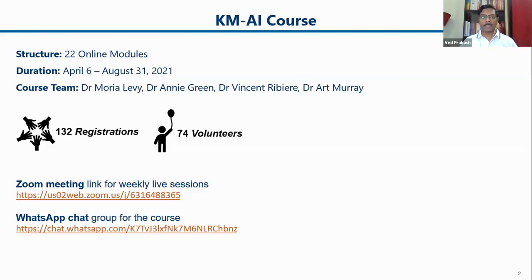So just to recap the KMAI course, we know there are 22 online modules. The course team: there are 132 registrations that have happened, and 74 out of those 132 have volunteered to provide help in managing these digital channels. The Zoom meeting, we all have the link sitting in our calendars on a recurring basis, and we have a WhatsApp chat group as well. By the way, this deck will be shared with you after the session is over, when Moria shares everything about this session. So you will have these links available with you. And if you have not joined the WhatsApp chat group, you can maybe join it post the session.